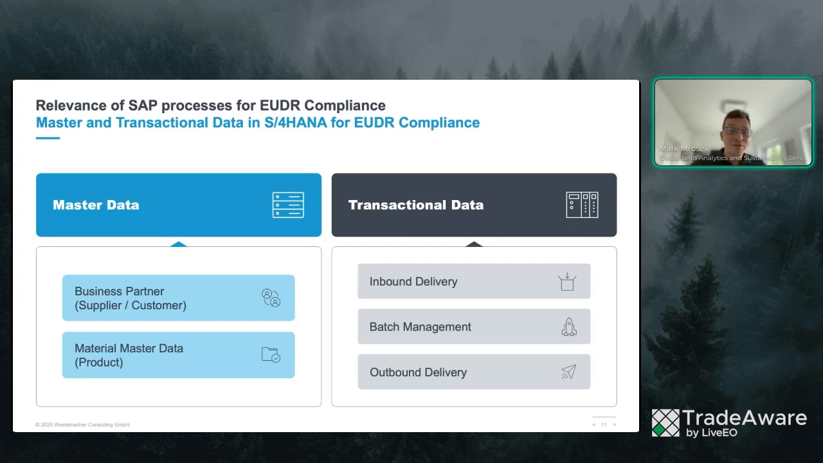That is, so to say, when all the different incoming components come together, where you get from all your different vendors the individual DDS information, combine this into your DDS for your finished product, submit this to EU traces, and then get your DDS number back from it. So that are the components that you in your ERP system need to look for in order to become compliant with EUDR.